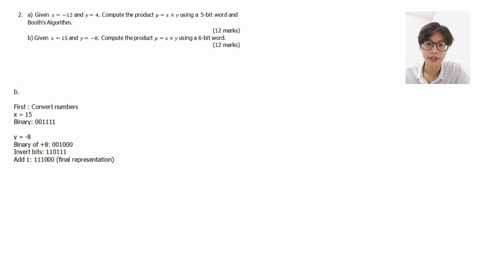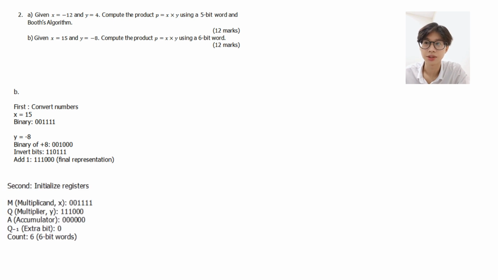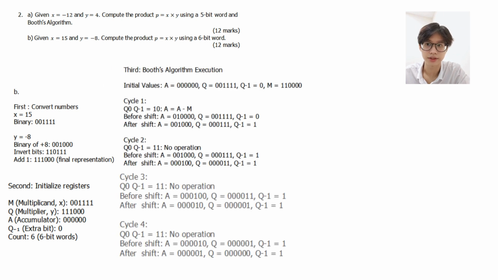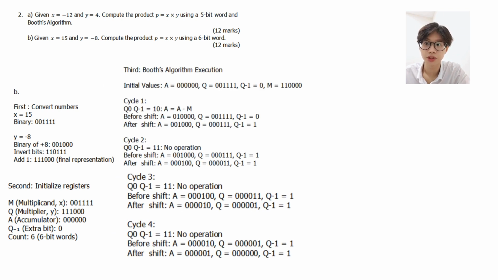Question 2, part B. The question wants us to multiply 15 times negative 8 in 6-bit binary. As usual, we put the initial values on, and let's take a look at the first cycle. The operation for the first cycle is A equals A minus M, and then we shift it. And for cycles 2 to 4, there's no operation needed. We just need to shift it 3 times.